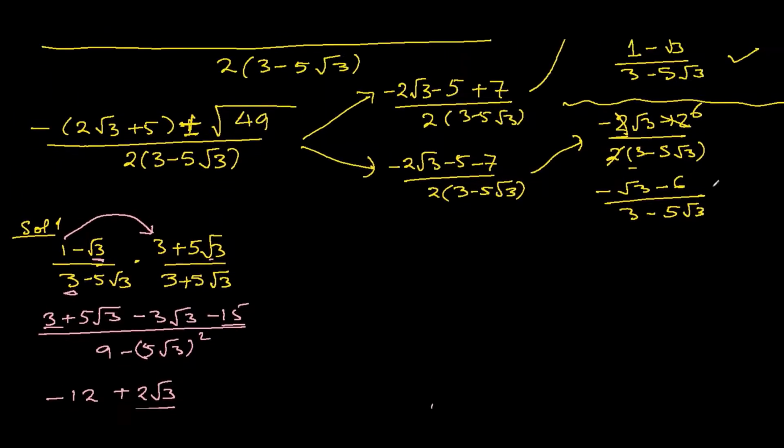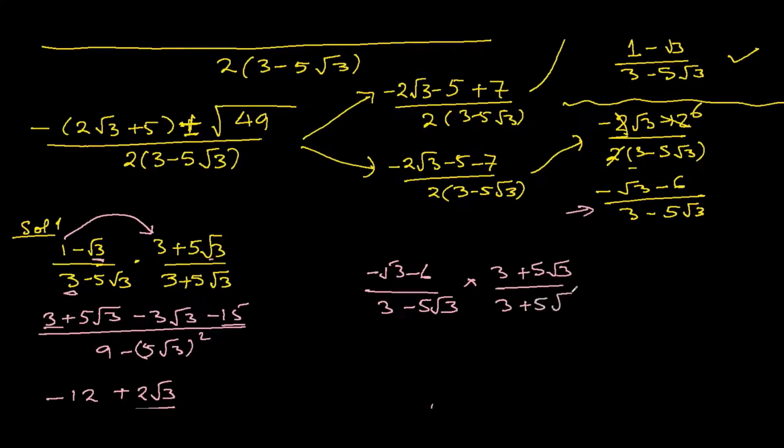Let's move on to the second one, which was minus square root 3 minus 6 over 3 minus 5 square root 3. We'll again rationalize the denominator by multiplying by 3 plus 5 square root 3. So minus square root 3 times 3 is minus 3 square root 3, minus square root 3 times 5 root 3 will be minus 15, because square root 3 times square root 3 is 3. Minus 6 times 3, minus 18.